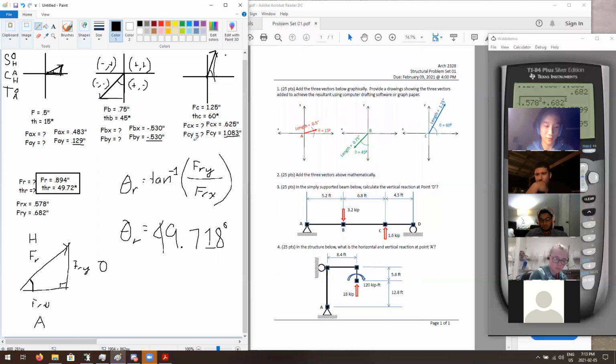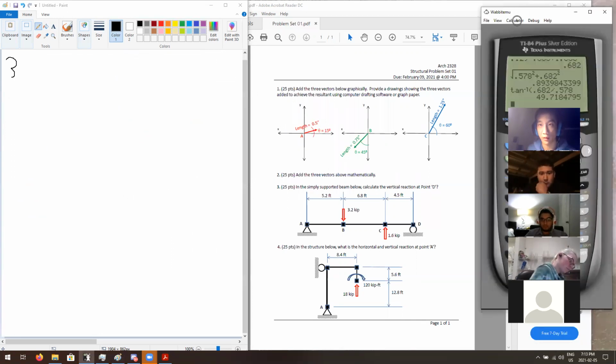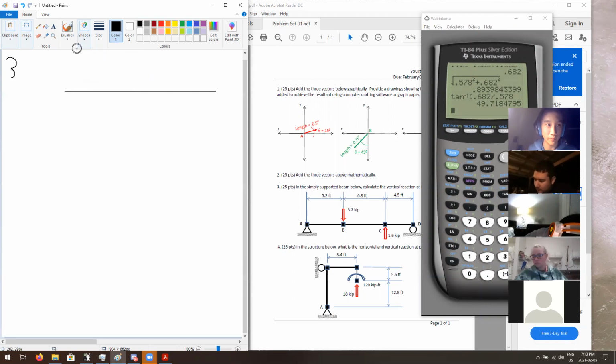Splendid. All right, cool. Well, next problem, number 3. Now we have to do, what is this called? Equilibrium stuff? I think it's called equilibrium. Anyway, so number 3, first off, let's draw the beam. We have a beam right here, right? We have a pin on one side and a roller on the other.